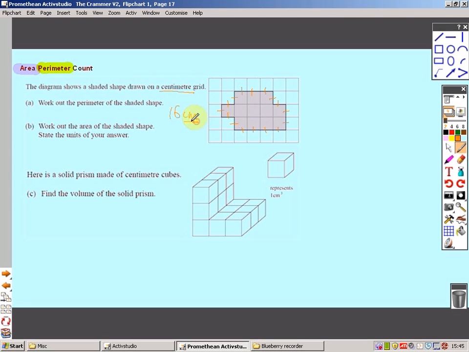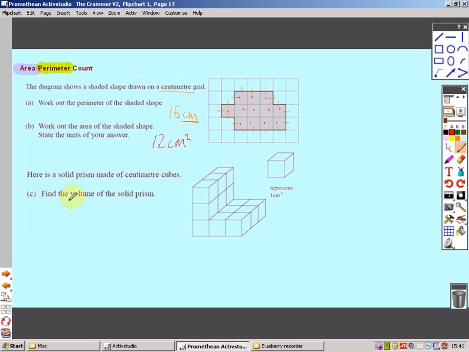Make sure you write the centimeters in. Work out the area of the shape. Might use a different colour pen here. 1, 2, 3, 4, 5, 6, 7, 8, 9, 10, 11, 12. 12 centimeters, and they're square, so centimeter squared. Could not be more easy, that question.